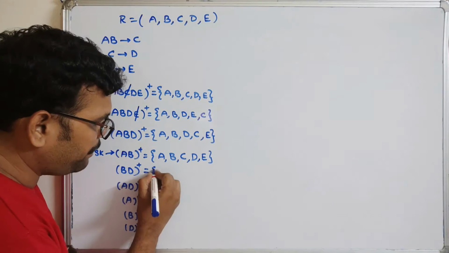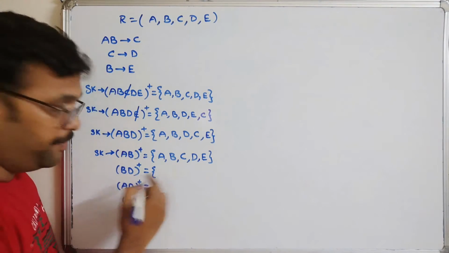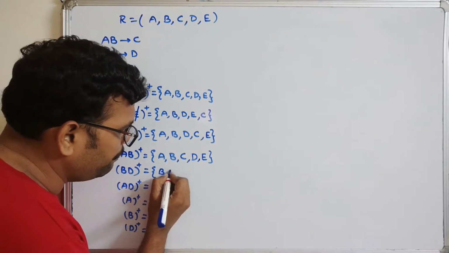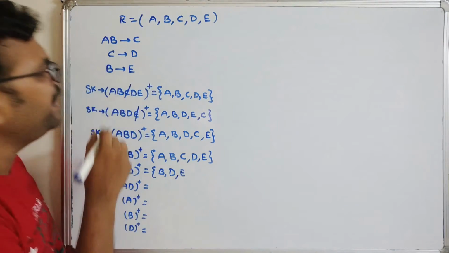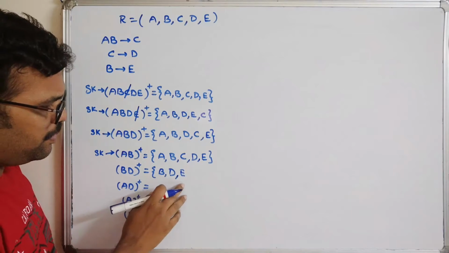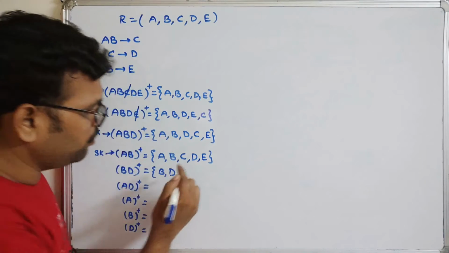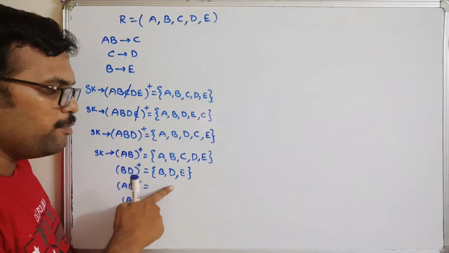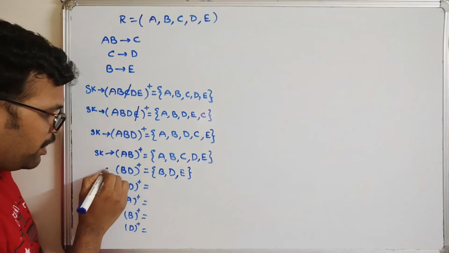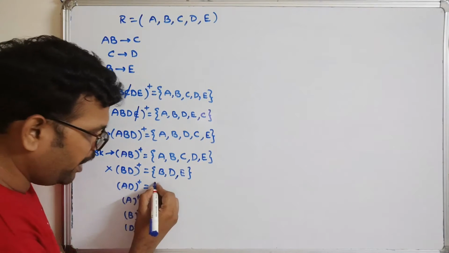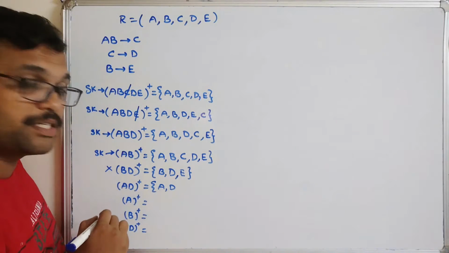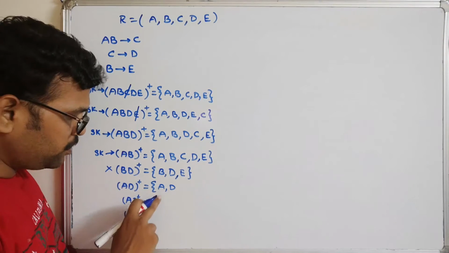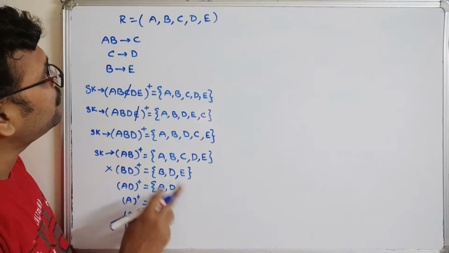Now BD plus, so closure of BD. B, we can determine B and we can determine D. If you know B, we can determine E, and any other attributes we can determine? No. So only three attributes. We can't determine all the five. So this is not a super key. Coming to AD closure, we can determine A and D by using AD plus, right? AD closure. So if you know A, nothing happens.